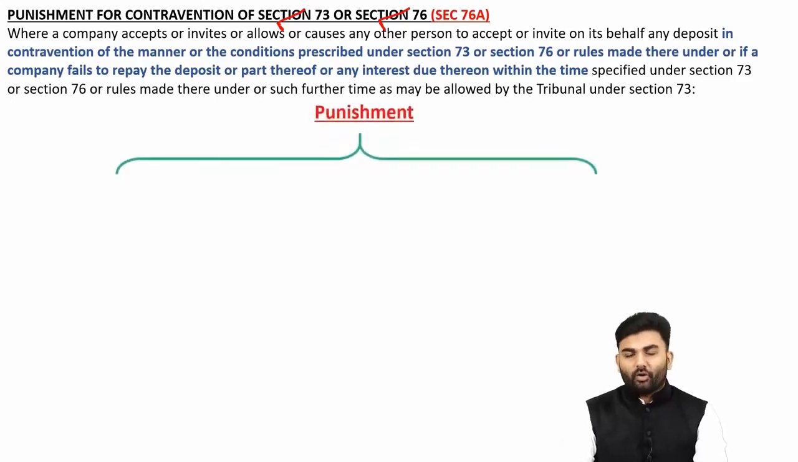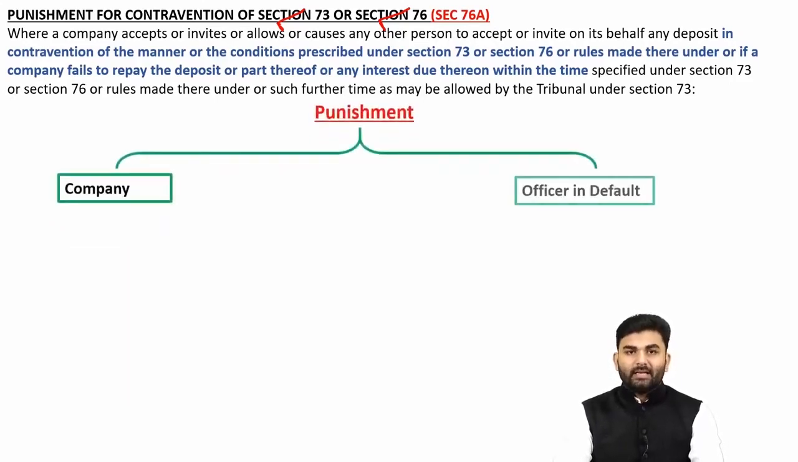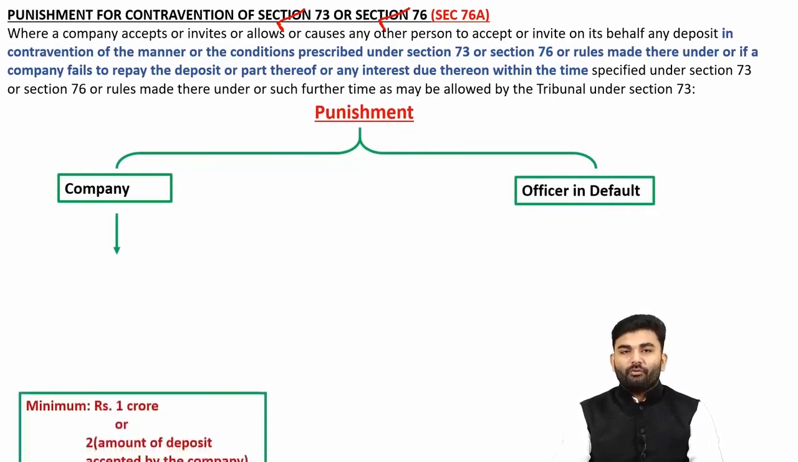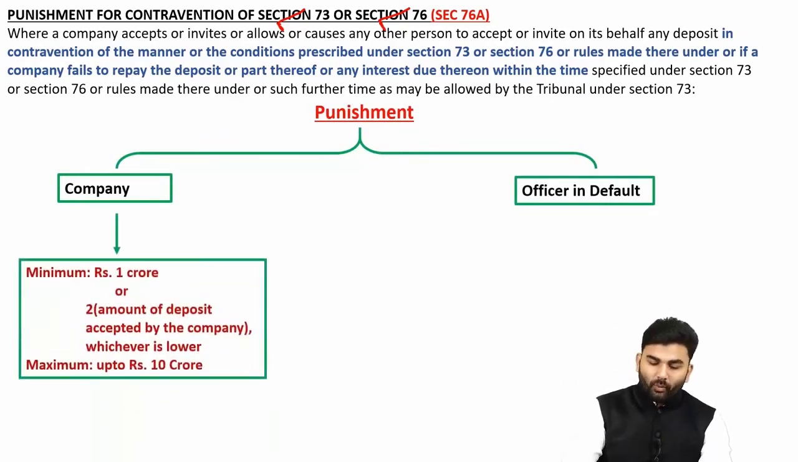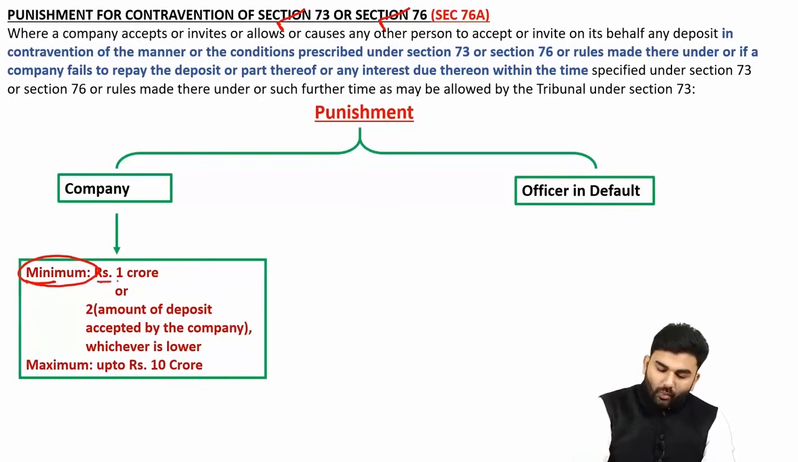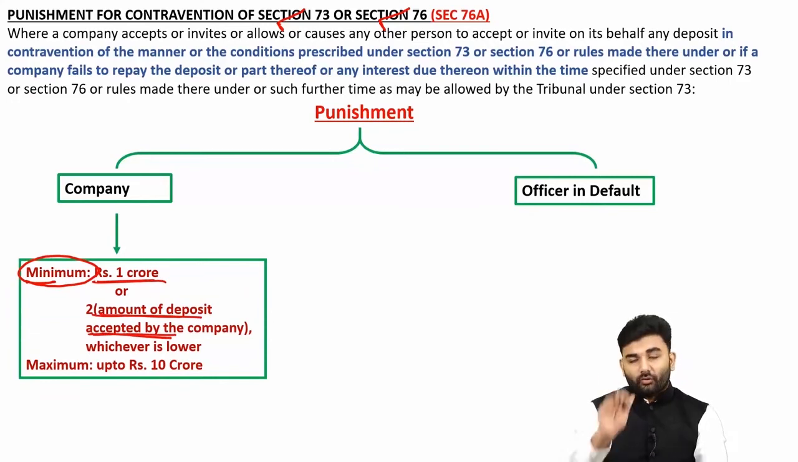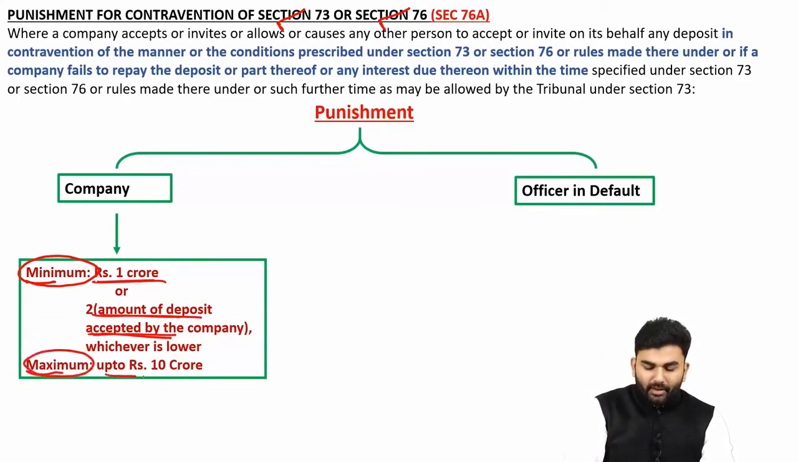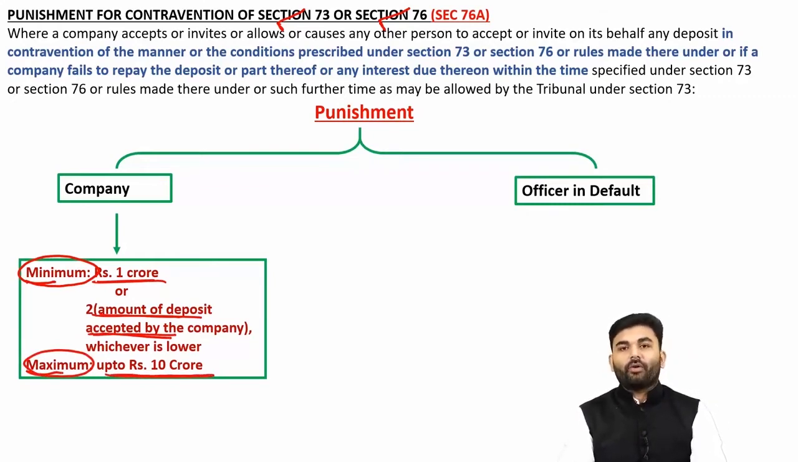What is the punishment over here? The lawmaker says that the company will be punished with a penalty of minimum 1 crore or twice the amount which was accepted as deposit, whichever is lower. Either 1 crore or twice the amount of deposit accepted, whichever is lower. That is the minimum penalty. The maximum penalty can be of up to 10 crores.